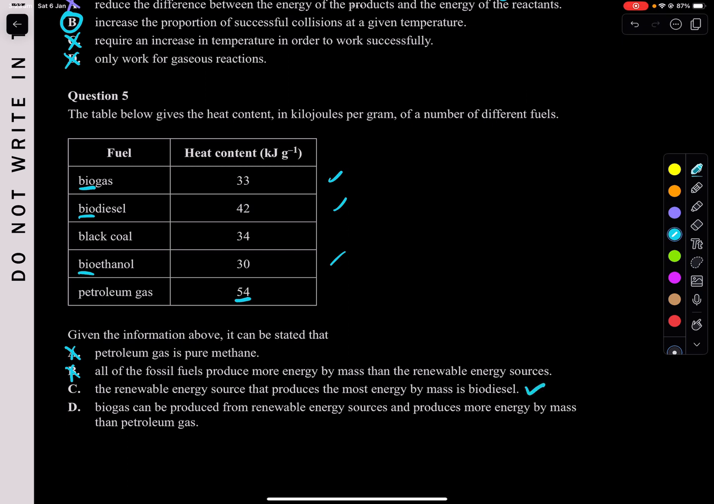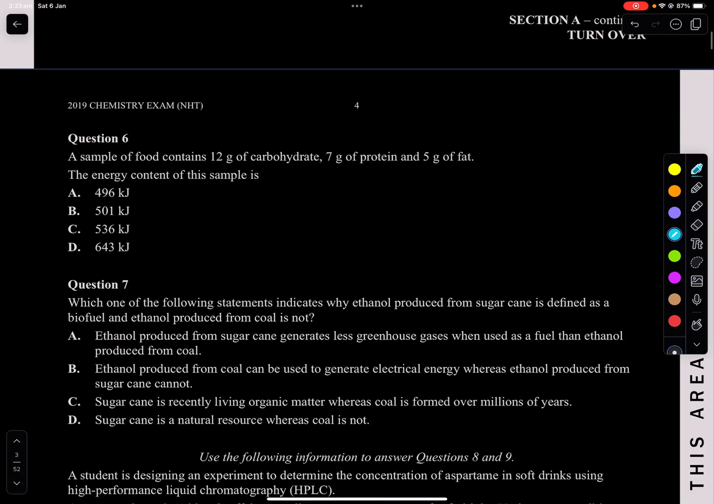Biogas can be produced from renewable energy sources. That's true. And produces more energy by mass than petroleum gas. Well, so what is it? Biogas. Where's biogas? No, that's wrong. Petroleum gas produces more energy than biogas, as we can see. So that's rubbish. So your possible answer is C.